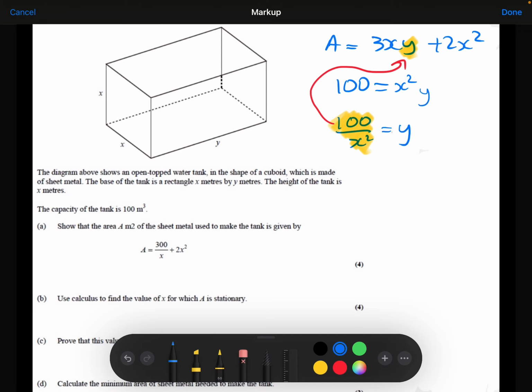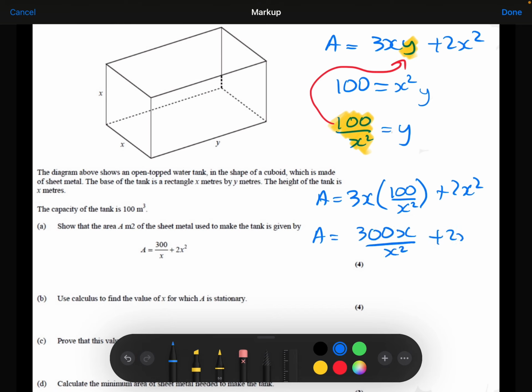If I do that, I find that the area is equal to 3x times 100 over x squared plus 2x squared, which gives 300x over x squared plus 2x squared. And then we notice that these x's cancel out. And I've got the expression that we needed to get here. So that's part A done.